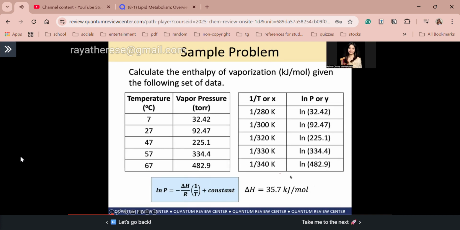So note, guys, that this is not yet the value. To get this value, for example, you have the value of the slope, let's say it's M. The slope is equal to negative delta H over R, right? So to get delta H, you would have to multiply the value of the slope by the universal gas constant, times negative 1, and then you get the enthalpy, which is equal to 35.7 kilojoules per mole. I hope it's clear, guys.